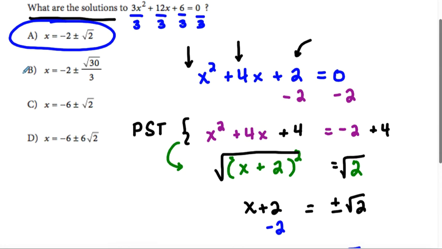Hopefully that was helpful and a good review of completing the square, because completing the square is a really great technique for solving quadratics, putting things in vertex form, and finding the equation of a circle when it's given to you in general form. So lots of uses for completing the square.